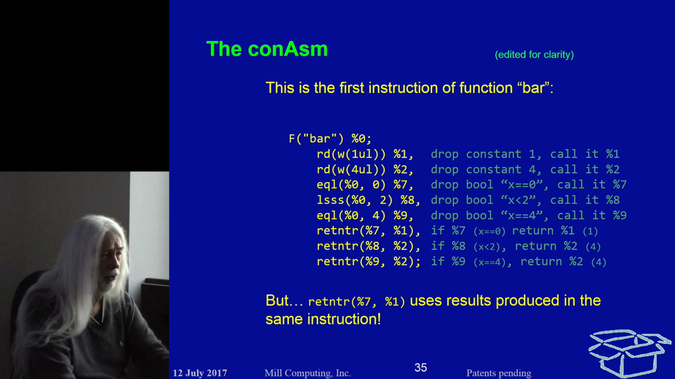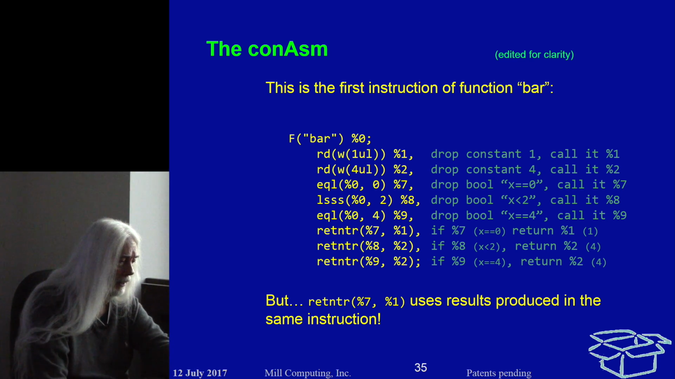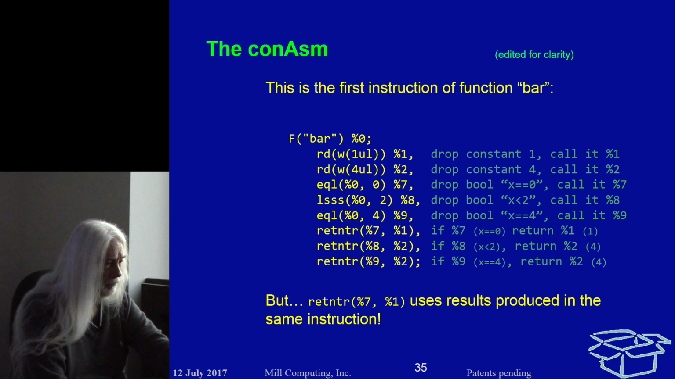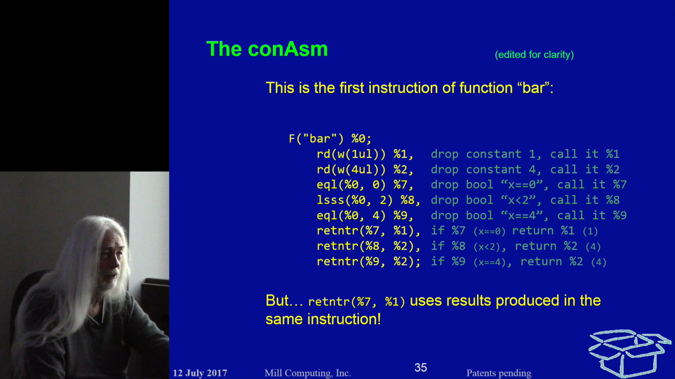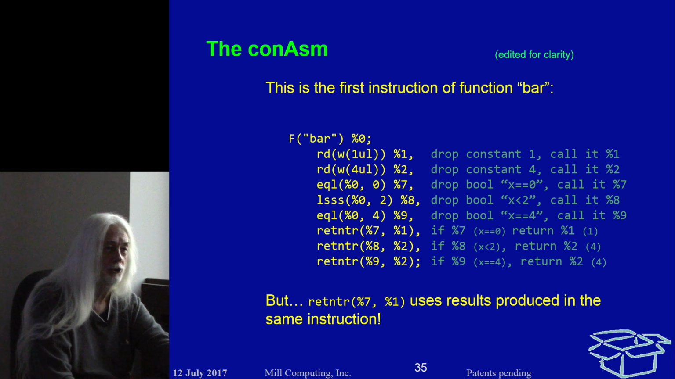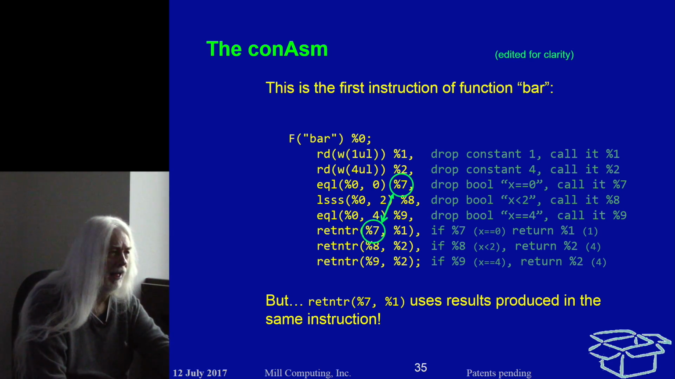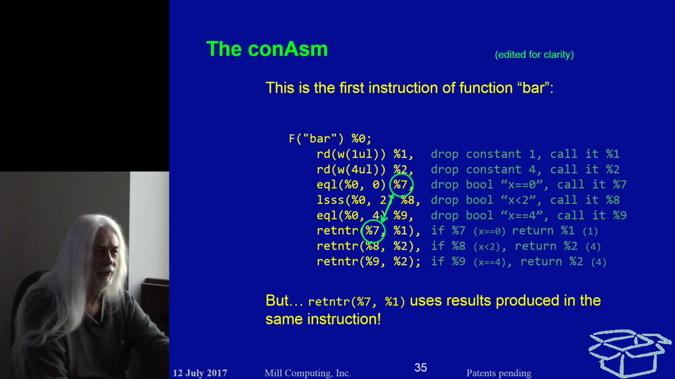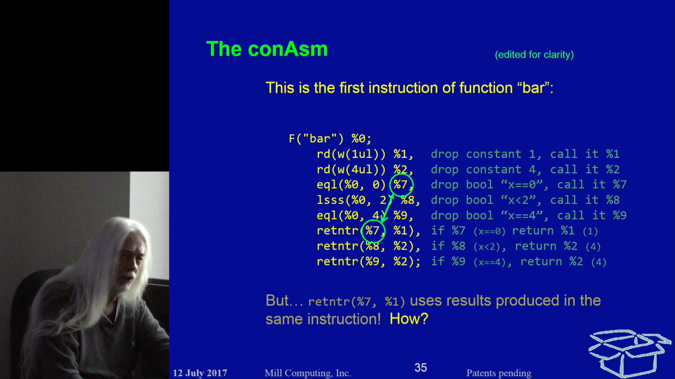But if you've been following along here, you may have noticed something rather odd. That return is using a %7 that hadn't been created yet at the point when we started this instruction, because the equal hasn't been done yet. It hasn't yet had a chance to drop its result. That's rather odd. It's kind of like an adder being able to add its own result, and that doesn't really work in hardware because we don't have time travel in hardware yet. So how does it work?